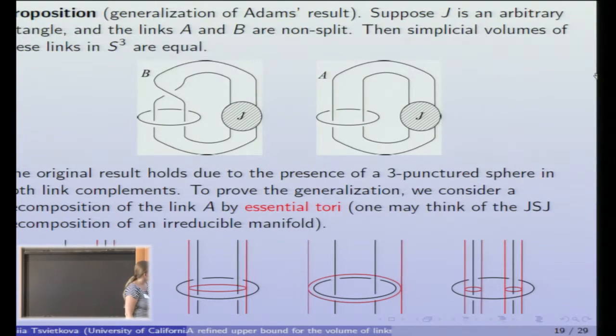And well, at first it seemed very natural, but somehow when we started to look at details, it turned out there are some details.